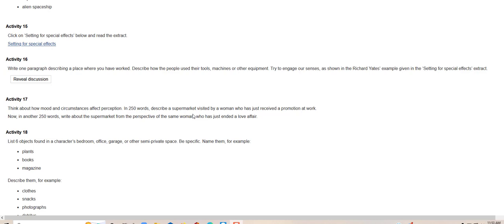Okay. Now think about the same supermarket, but this woman has just received a promotion at work. She looks at all of the food and she goes, "I can buy anything. I can afford all this food. I'm going to buy this food, this food, this food. I'm going to make a steak." And all the people look so nice. They're here to help me buy my food. Okay, so perception is everything. So you can write a story about how your perception or your mood colors how you perceive the setting.